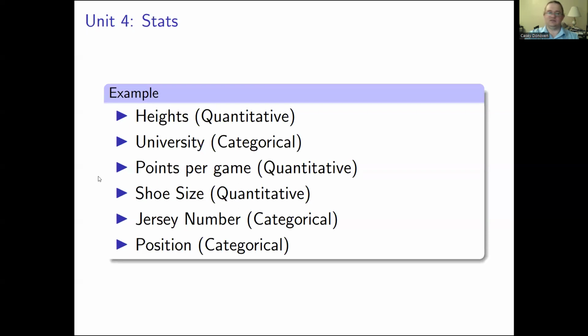So here's what I just discussed. The heights, points per game, and shoe size are all going to be numbers that describe an amount of something. Your university and your position isn't necessarily a number, so it's clearly going to be categorical. The hardest one is jersey number. Even though it is a number, it doesn't describe an amount of something. It doesn't describe a quantity. Hence, it is categorical.